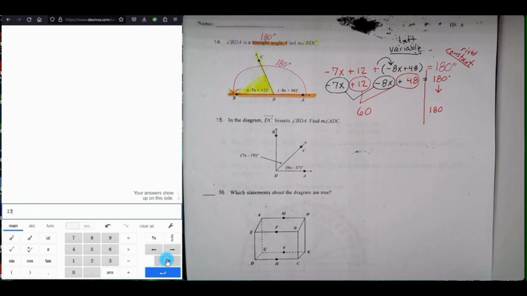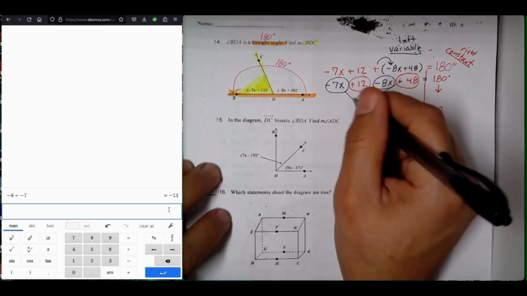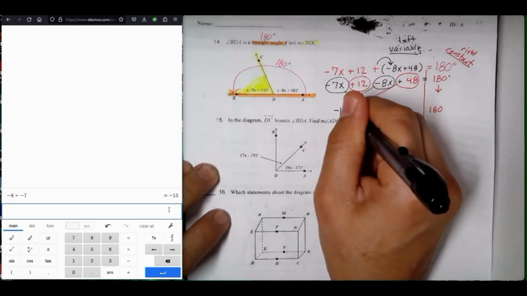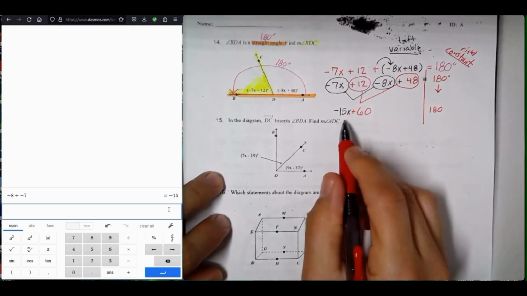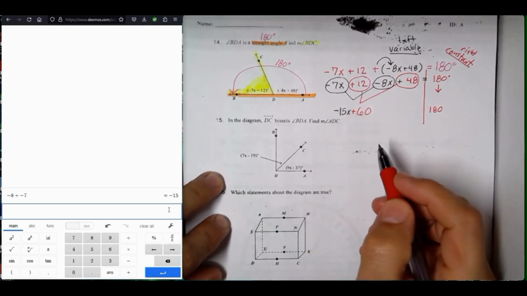oh, well, you know what, let me go back. I forgot to take those out. Negative 8 plus negative 7. So right, negative 8 plus negative 7. That's this negative 8 plus that negative 7. Enter, and it gives me negative 15. So my variable, I actually have negative 15x. So while we have a positive 60, we have a negative 15x when it comes to the variable.